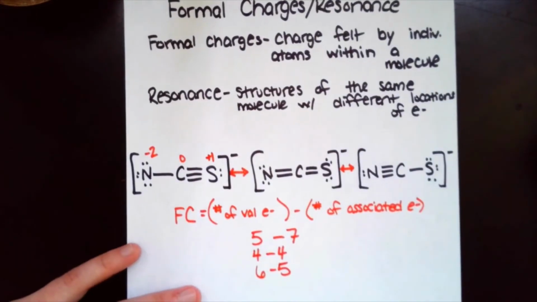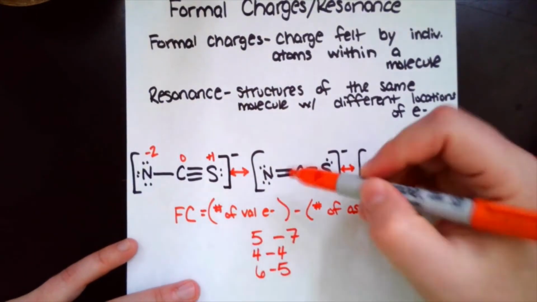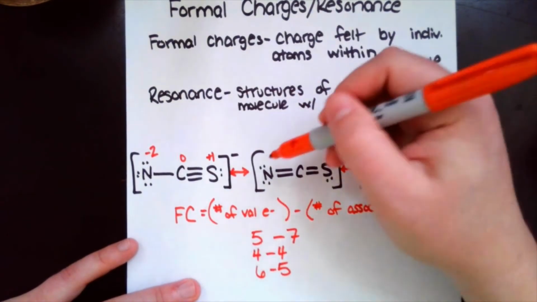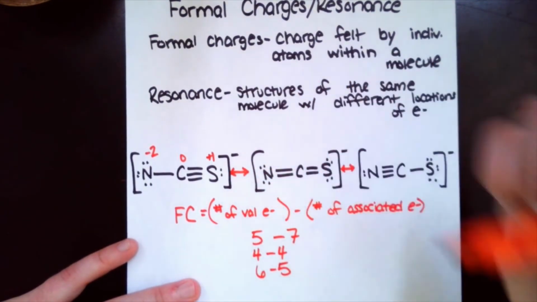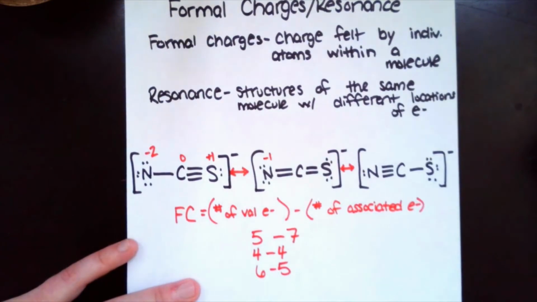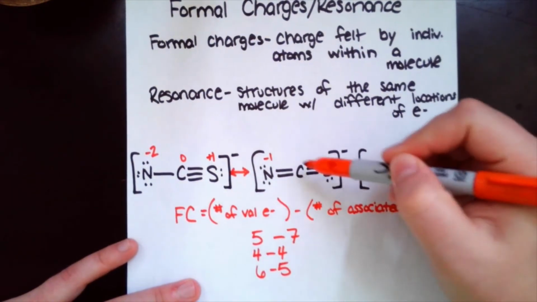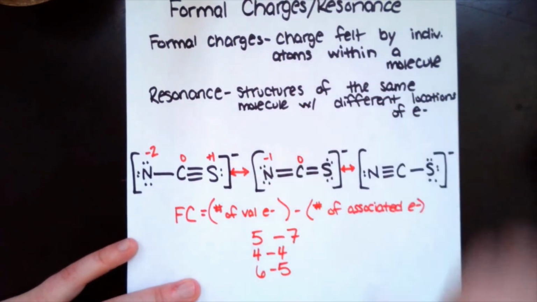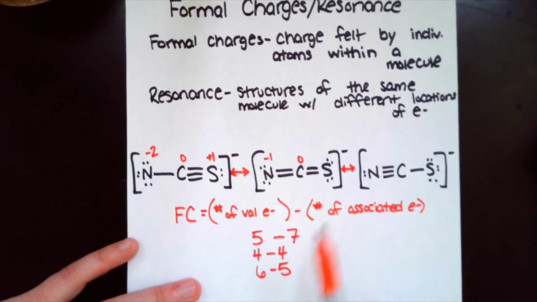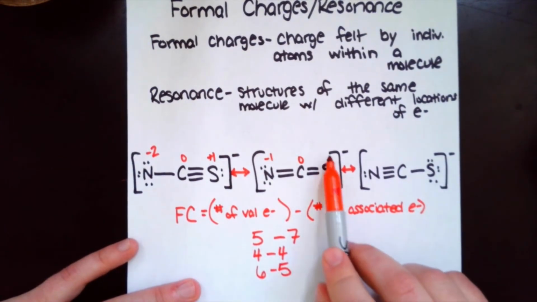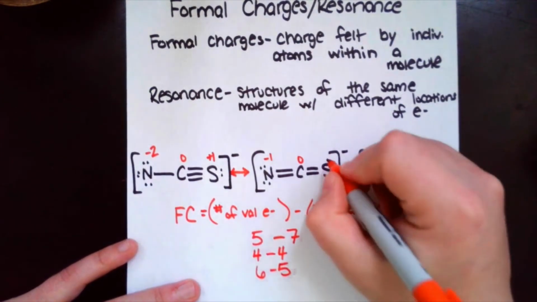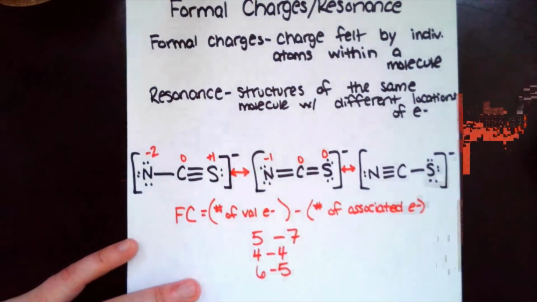So now let's do the same for the other two. Nitrogen, again, 5 valence electrons, and we've got 1, 2, 3, 4, 5, 6. So 5 minus 6 is -1. Carbon still just has those 4 bonds, 0. Now sulfur, 1, 2, 3, 4, 5, 6. So 6 minus 6, sulfur now has a 0 formal charge as well.